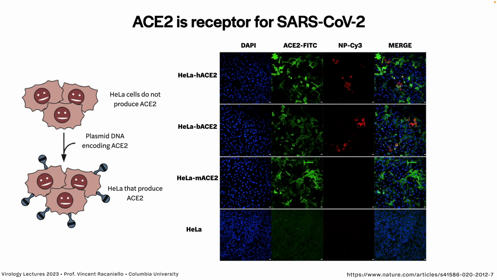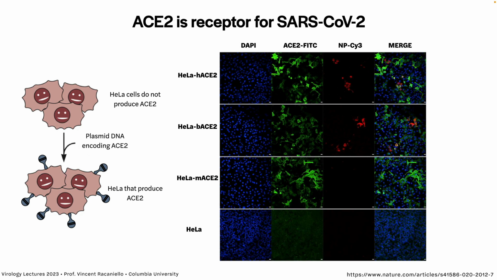And so what was done here is to take HeLa cells, which don't make ACE2 normally, so that's good. And you may ask, how do you know that? Well, you could take an antibody to ACE2 and try to stain the cells and show that they're not stained, or you could look for transcripts of ACE2, which would be more sensitive, say by PCR, but HeLa cells don't make ACE2. So you put in a plasmid encoding ACE2, which had been cloned years ago. You now have HeLa cells that produce ACE2.